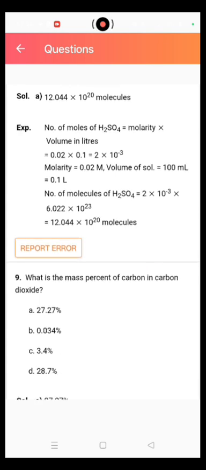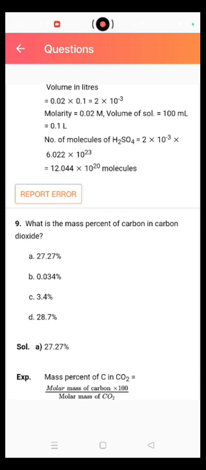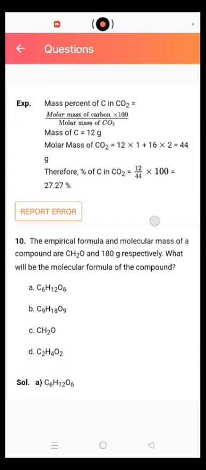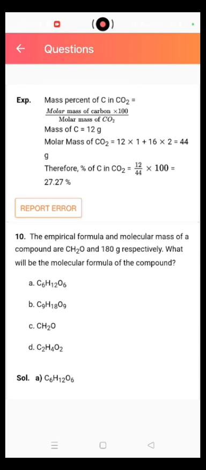What is the mass percentage of carbon in carbon dioxide? How can we calculate the mass percentage of an element in a compound? That is mass of that element divided by mass of the whole compound into 100. So molar mass of carbon is 12, divided by carbon dioxide which is 44. 12 by 44 into 100, and finally we'll get 27.27 percent. Clear? And the 10th question.